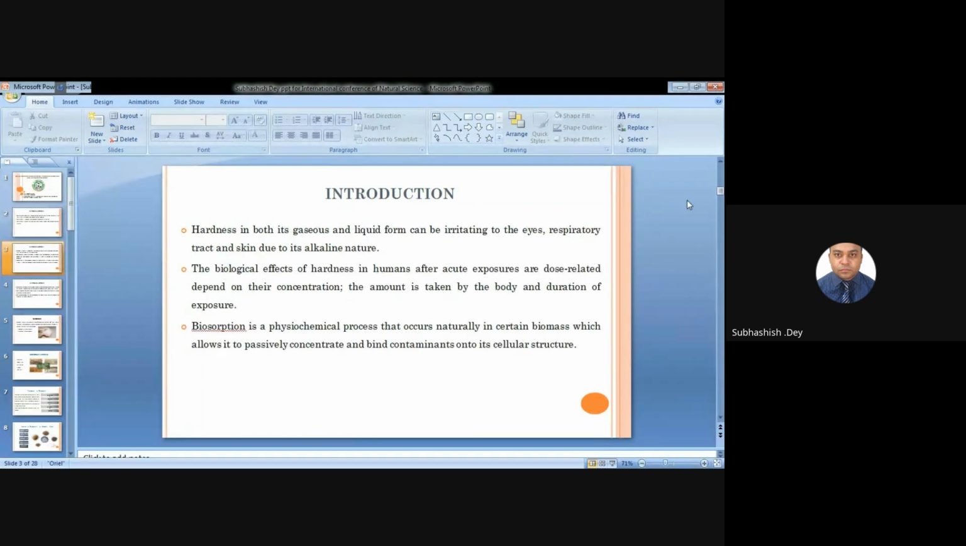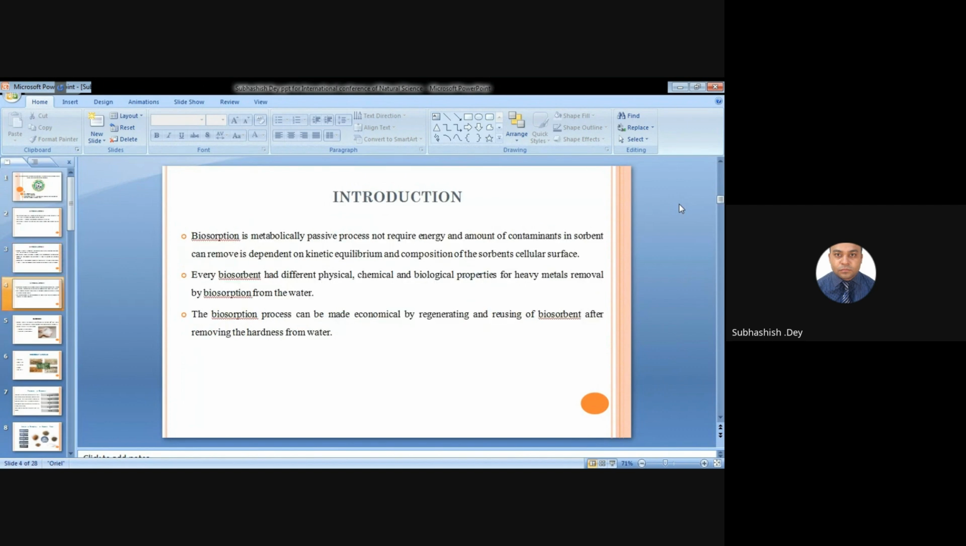The hardness is found in the water in various forms, like gaseous form or liquid form. Other problems are also created, and this is also affecting the body, and we have to address these exposures in this research area. So we are using one of the technologies known as biomaterials. This is the biosorption process. In this process, we are using biological materials. These biological materials are highly effective for the removal of hardness and fluoride from the water in the cellular structures.